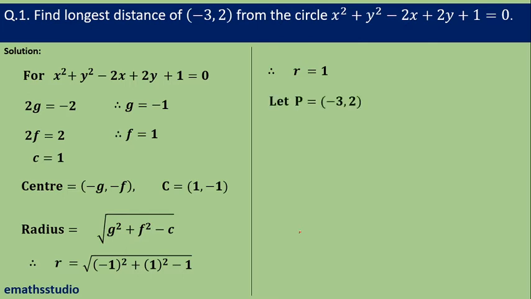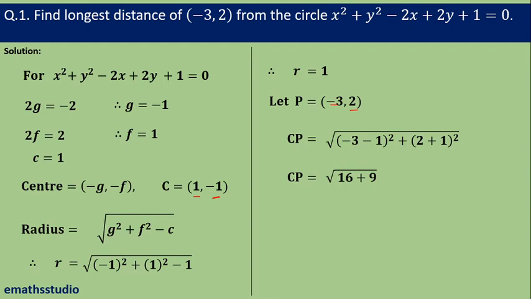Now you have to determine the distance of the point (-3, 2) from the circle. I am assuming it as P, and first of all I am obtaining CP. That can be done simply by the distance formula. So it becomes root of (-3 - 1)² + (2 - (-1))². Now the CP value is root of 16 plus 9, which becomes 5.